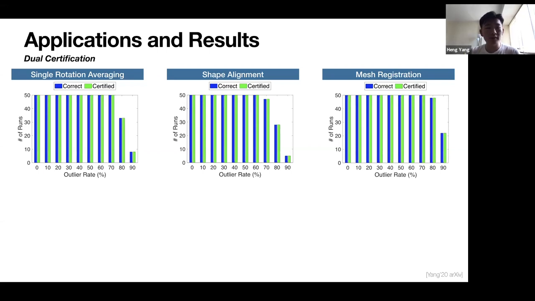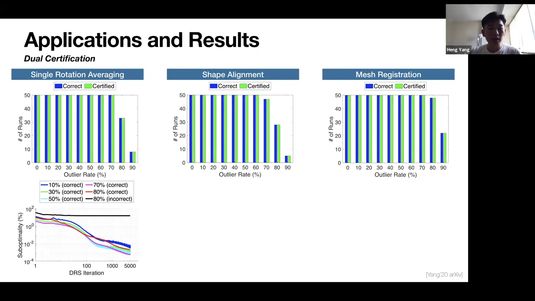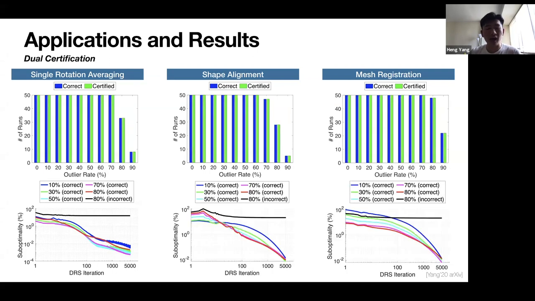More interestingly, I'm now going to show the sub-optimality gap returned by the alternating reflections at each iteration. You see that for the correct solutions, the dual certification was able to drive the sub-optimality down to almost zero in less than 1,000 iterations, or sometimes even less than 100 iterations. But for those incorrect solutions, the sub-optimality gap saturates pretty quickly. It will stop at, for example, more than 10% sub-optimality gap, which tells you that the solution is actually incorrect. And similarly, we have results for shape alignment and mesh registration.